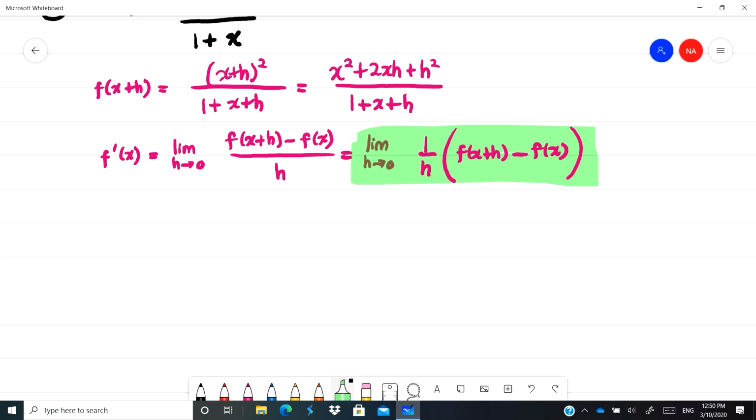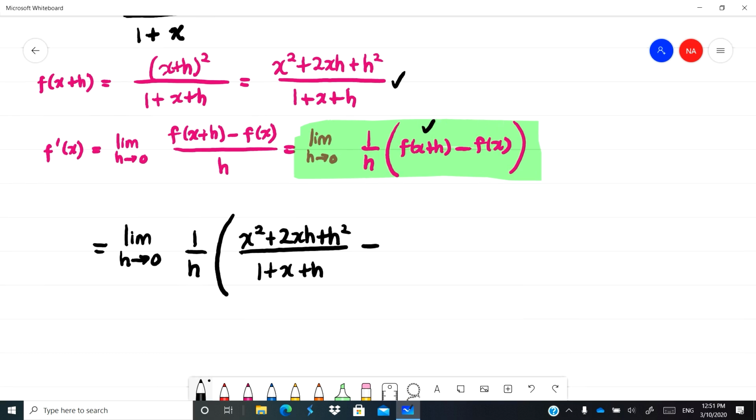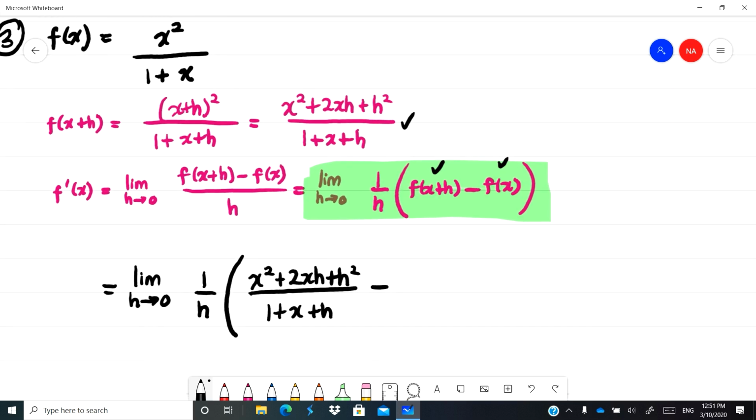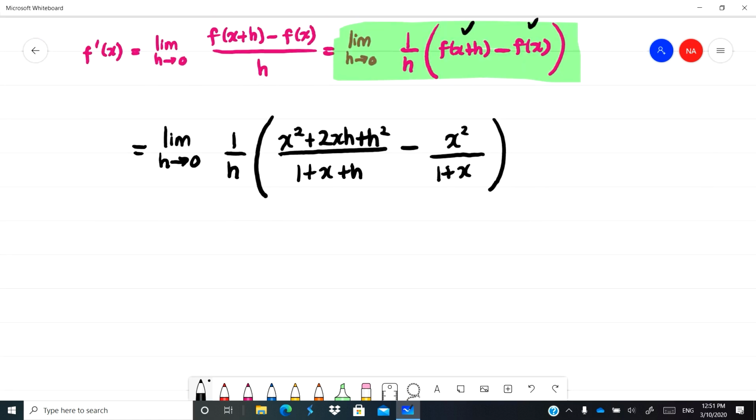So I'm writing this, using black color, a bit clearer. Limit as h approaching 0. Now I'm going to write 1 over h. I'm going to substitute the value of f(x plus h) with this part. So this will become x squared plus 2xh plus h squared over 1 plus x plus h, minus f(x), which is given by this function, x squared over 1 plus x. Now you try to make it one fraction.